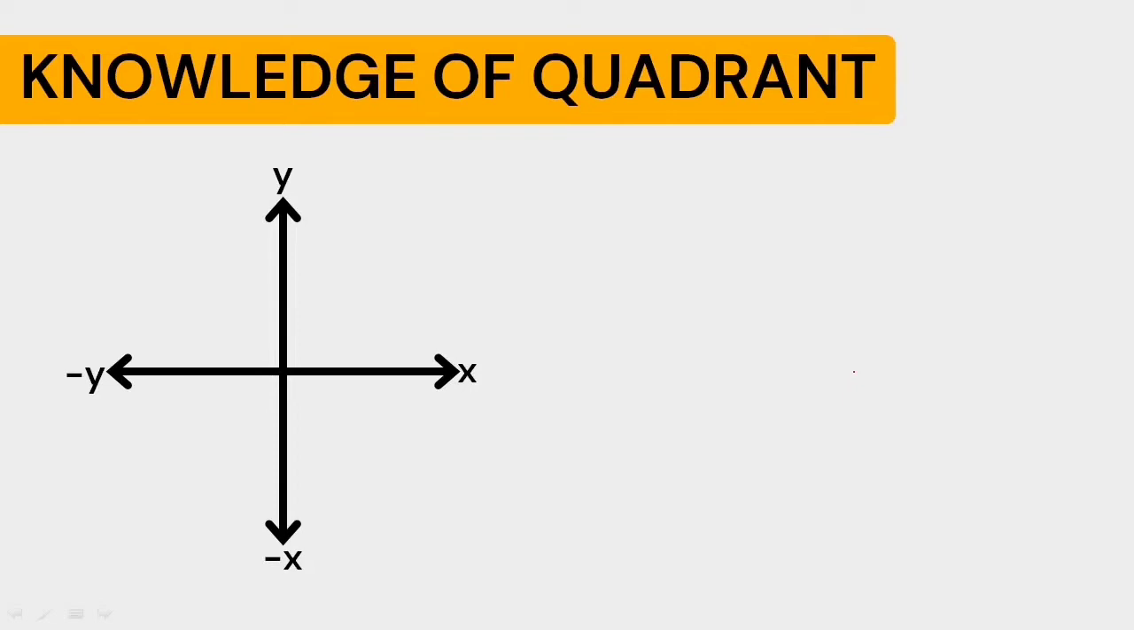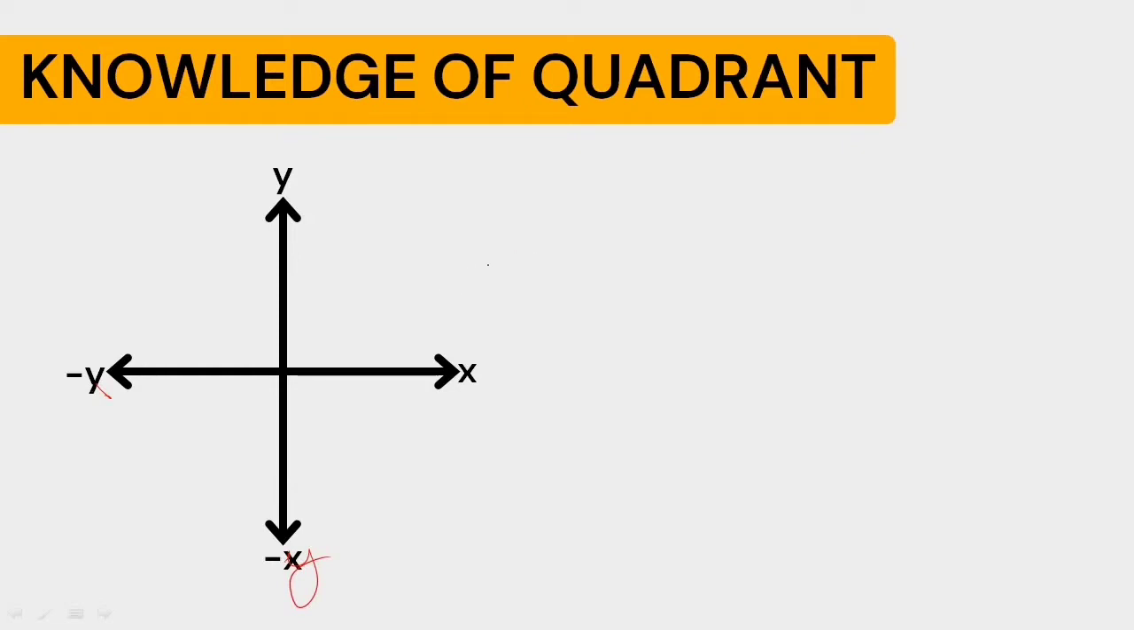Now the second part was geometry. So we should have the knowledge of geometry. Should we know the entire geometry here? No. We should have the basic knowledge about the quadrant. What is this quadrant? Let me correct this. It is minus x and it is minus y.